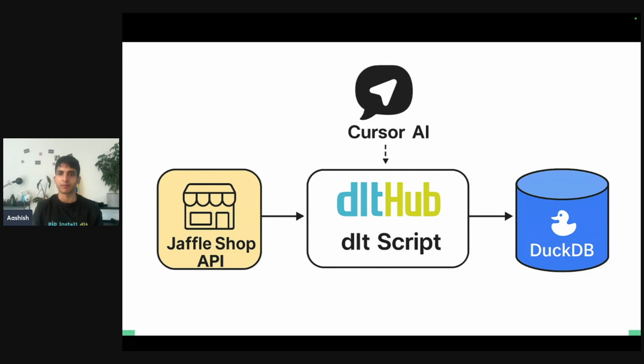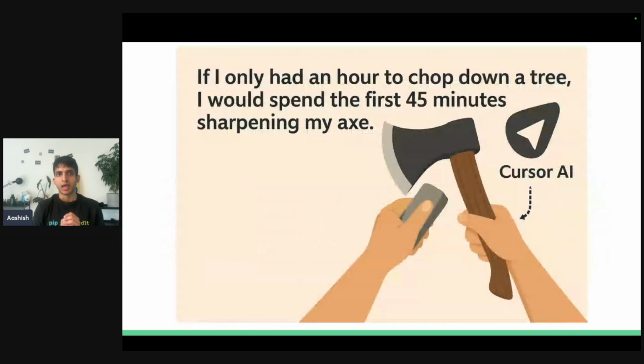So we want to avoid that, and we can avoid that by following a very simple philosophy, which is that if I only had an hour to chop down a tree, I would spend the first 45 minutes sharpening my axe. Now, in this analogy, our axe is the Cursor AI agent. Before we actually get it to write any code, we want to make sure that it's able to perform at its peak potential. So I'm going to slide over to our Cursor AI.